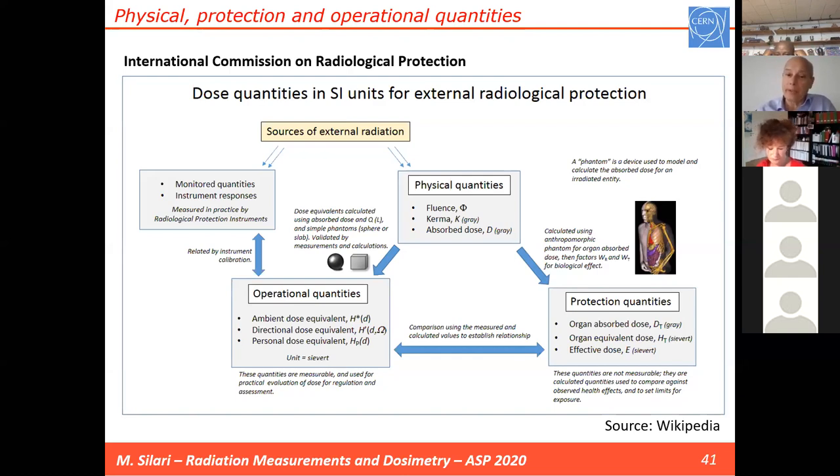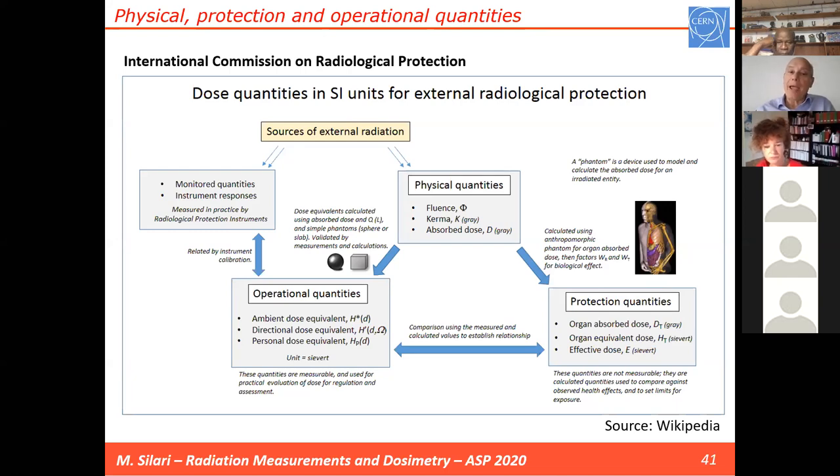Protection quantities are the quantities designed by the International Commission on Radiological Protection to estimate the radiological risk associated with an activity. They are the organ absorbed dose, the organ equivalent dose, and the effective dose. The effective dose is the reference quantity that takes into account, for instance, the susceptibility of certain organs to radiation. Some organs are more susceptible to being damaged by radiation than others. It also takes into account the capability of a certain radiation to produce damage. We saw last week that photons and neutrons do not cause the same damage. The same absorbed dose from neutrons and photons does not have the same biological effect. And these are actually unmeasurable. You can calculate them, but you cannot measure them.